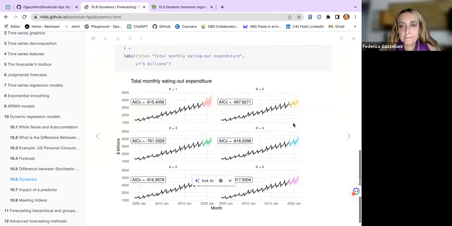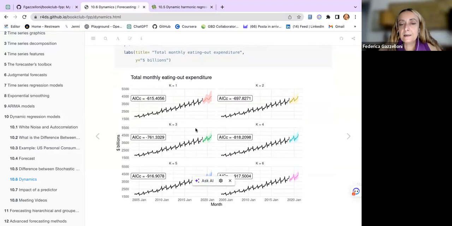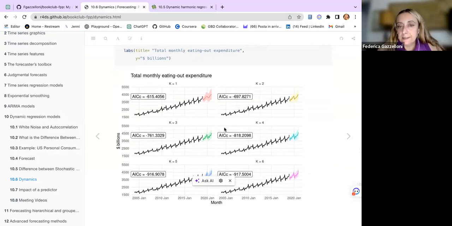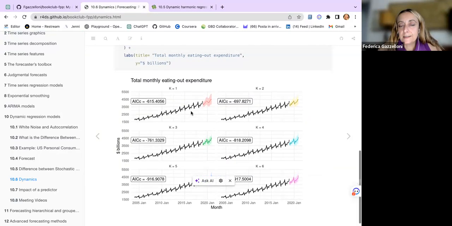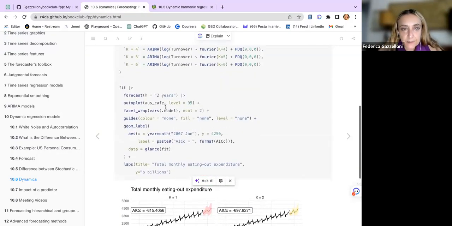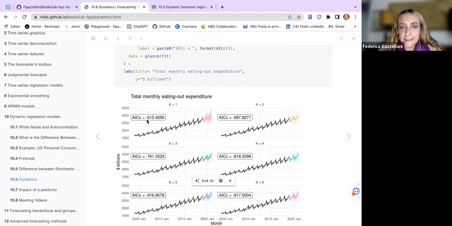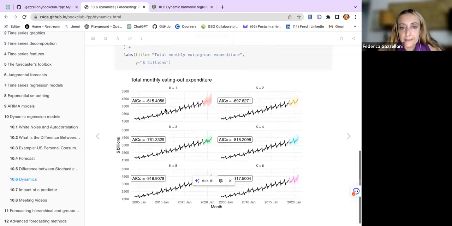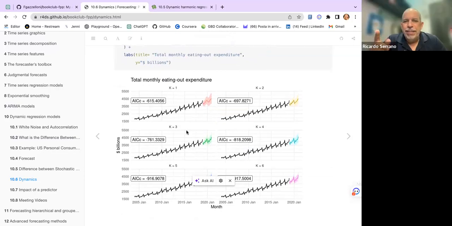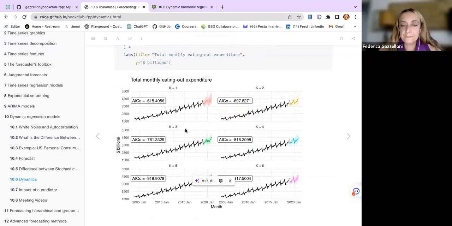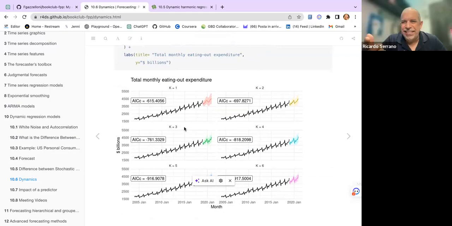In fact, I think there is a model AIC. The first one is the lowest, so let's say that this is the best. Remember, these are negative values. So that one is the highest. But this one captures better.